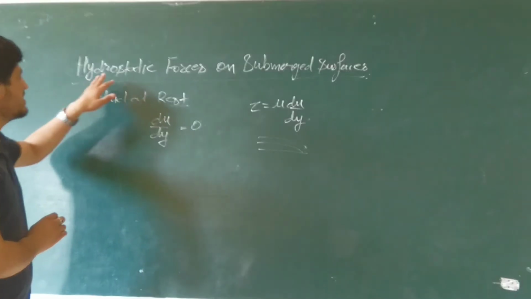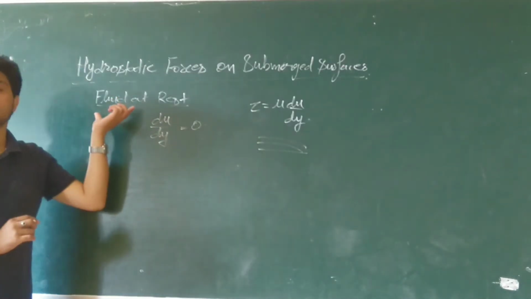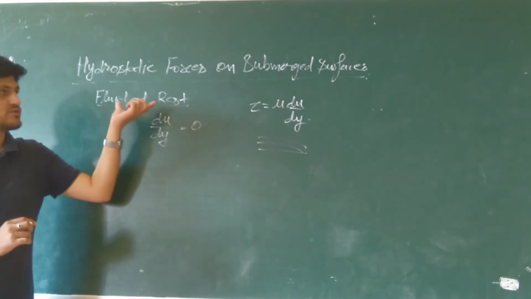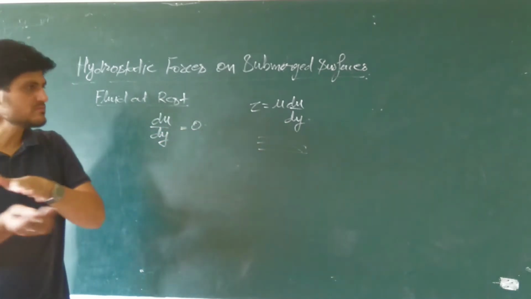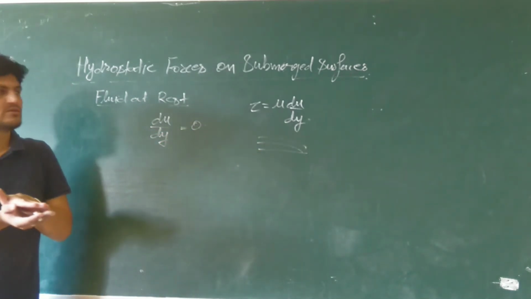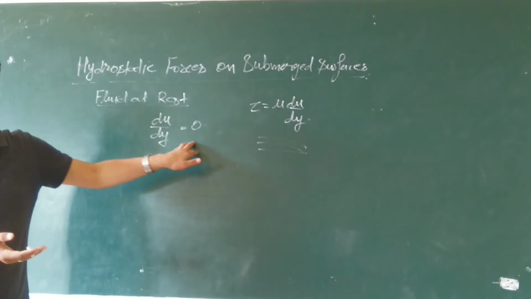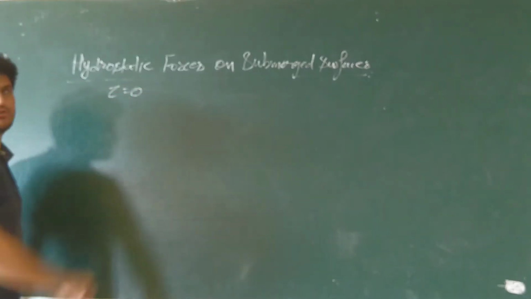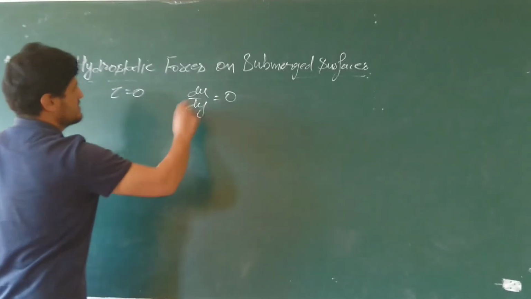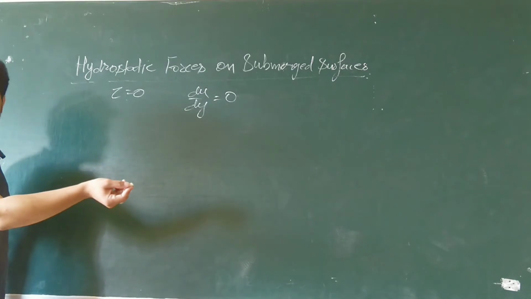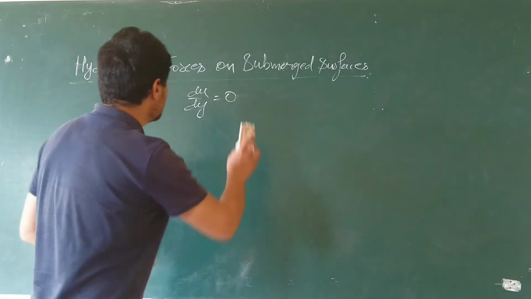Whenever we are calculating hydrostatic forces on submerged surfaces, we are considering the fluid to be at rest. So whenever the fluid is at rest, what will happen? No layer will be flowing over another. Because of this, the shear gradient will be zero. Tau will be zero as well as your du over dy. When this is zero, tau will automatically be zero. So for this case, we will calculate.